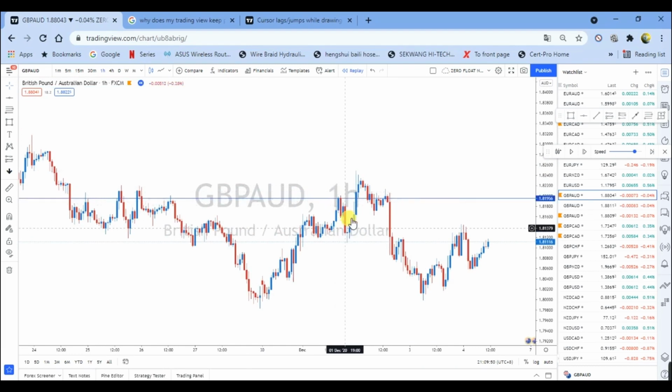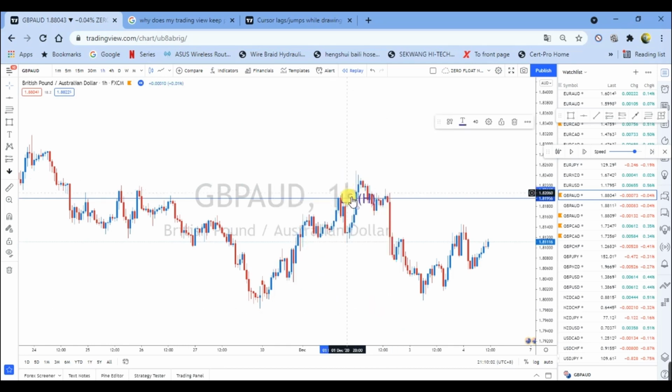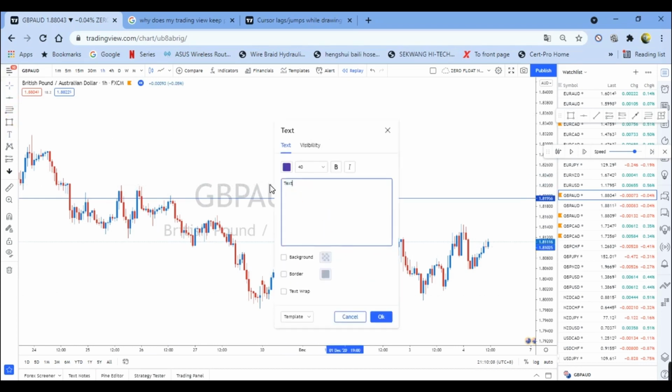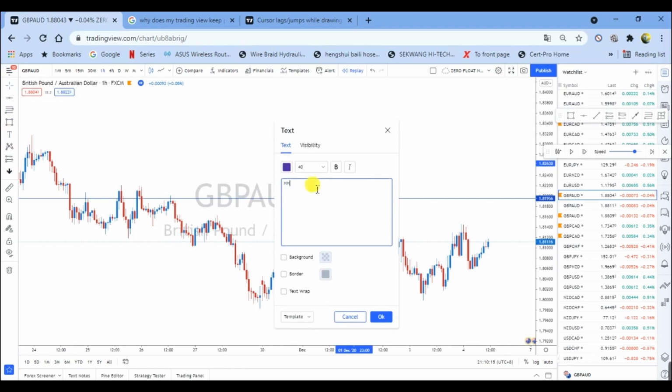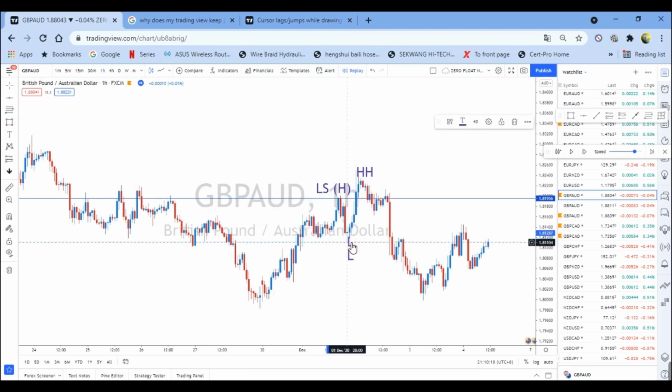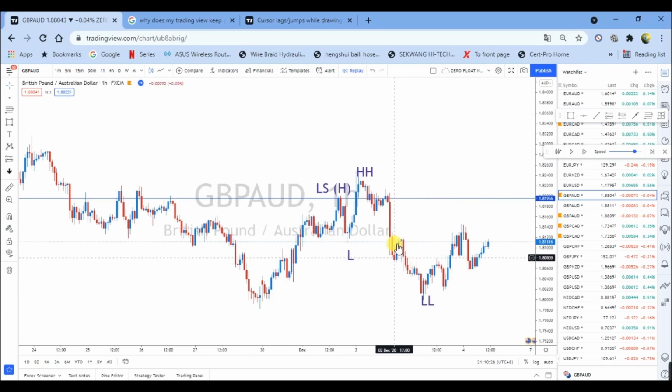This is our structure: high, low, higher high, lower low. Let me mark the structure so that you can have a clear view of it. So this is our left shoulder. I will mark it as a high. LS is left shoulder, so mark it as a high. Then we have another here, the low. Then this is the higher high. This is the lower low. Okay, so now we have the structure.